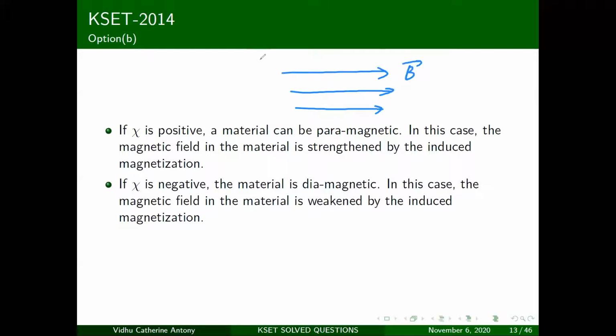And if you take, let's say, a material, so let's take this paramagnetic material and put it inside this magnetic field, what is going to happen? The material is strengthened by the induced magnetization. So there's going to be an induced magnetization here, and it's going to align along the direction of the magnetic field.